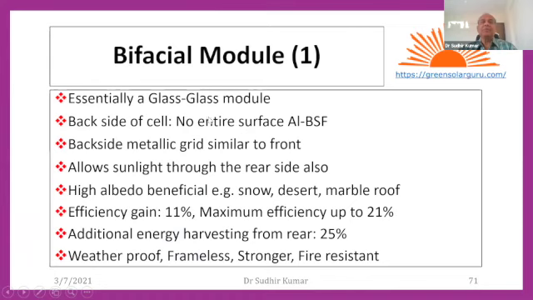So bifacial modules are basically glass modules. Both sides have metal grids, and they allow sunlight through the rear side also. Basically it has an efficiency gain of 11% and maximum efficiency is 21%. And additional energy harvesting is 25%. So it is weatherproof, frameless, stronger and fire resistant.